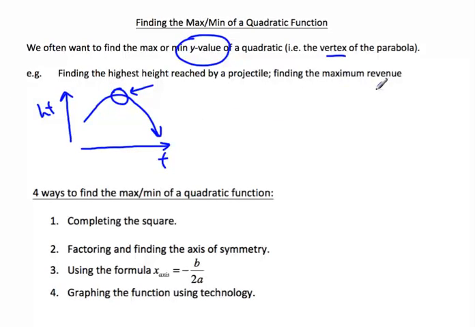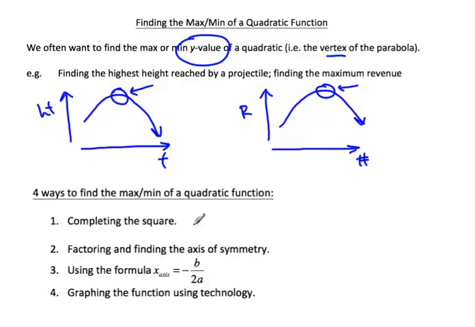Also, if you have a business and you want to find the maximum possible revenue, let's imagine we have the number of widgets that you're making on the x-axis and the revenue on the y-axis, then it might be that your revenue follows a parabolic path as well, where if you make too few or too many, you're not maximizing the amount of money you take in. And again, we're trying to find the maximum revenue, and we want to find how many widgets we need to make for that.